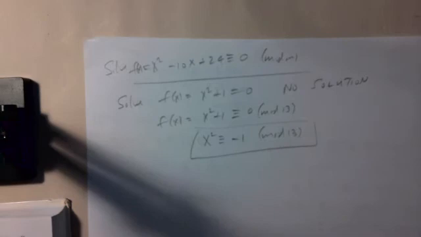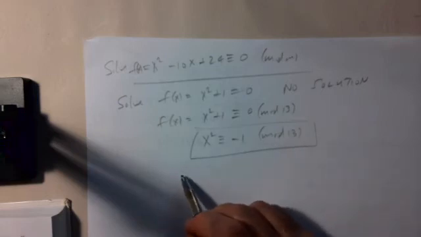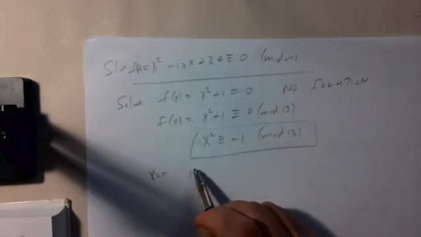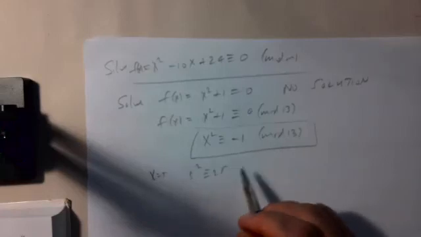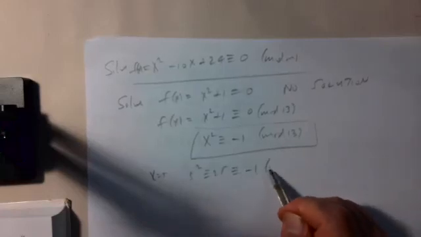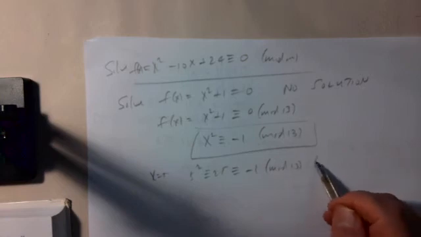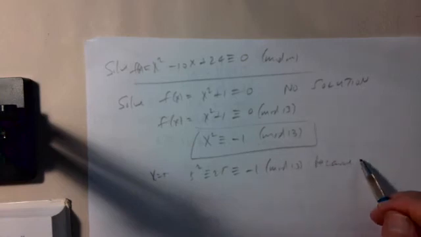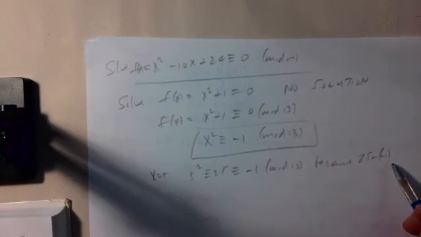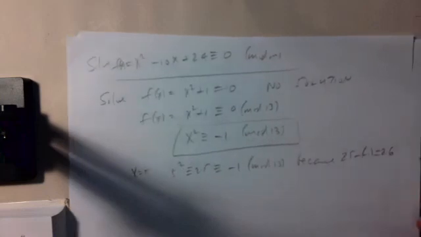Can anyone find a solution or prove there is none? 5. Yeah, well, if you let x equal 5, 5 squared is 25, which is congruent to -1 mod 13, because 25 minus -1 is 26, which is 13 times 2.